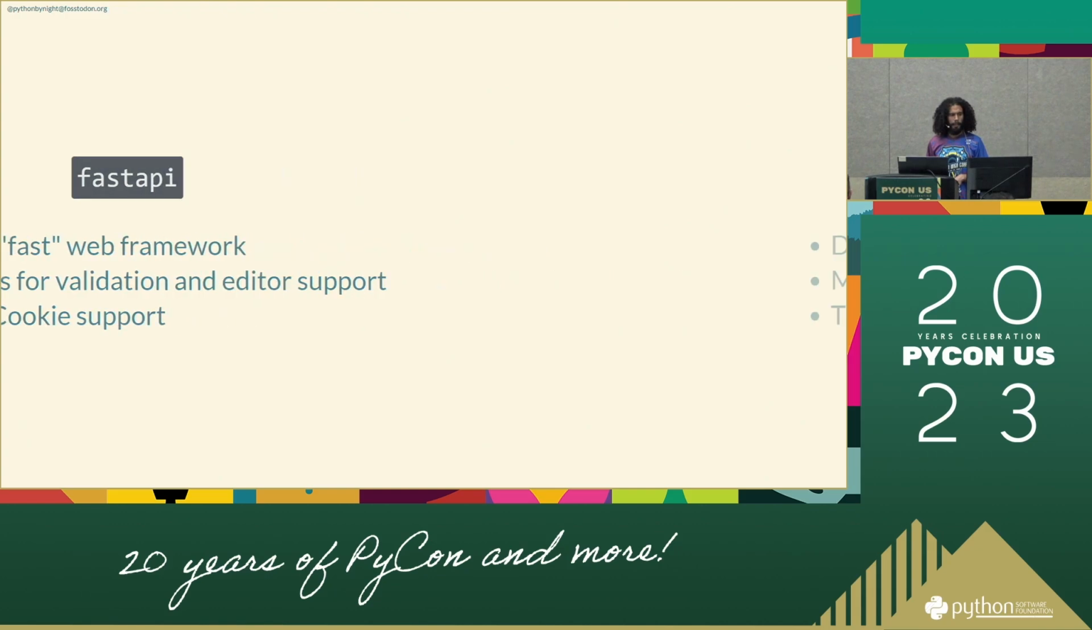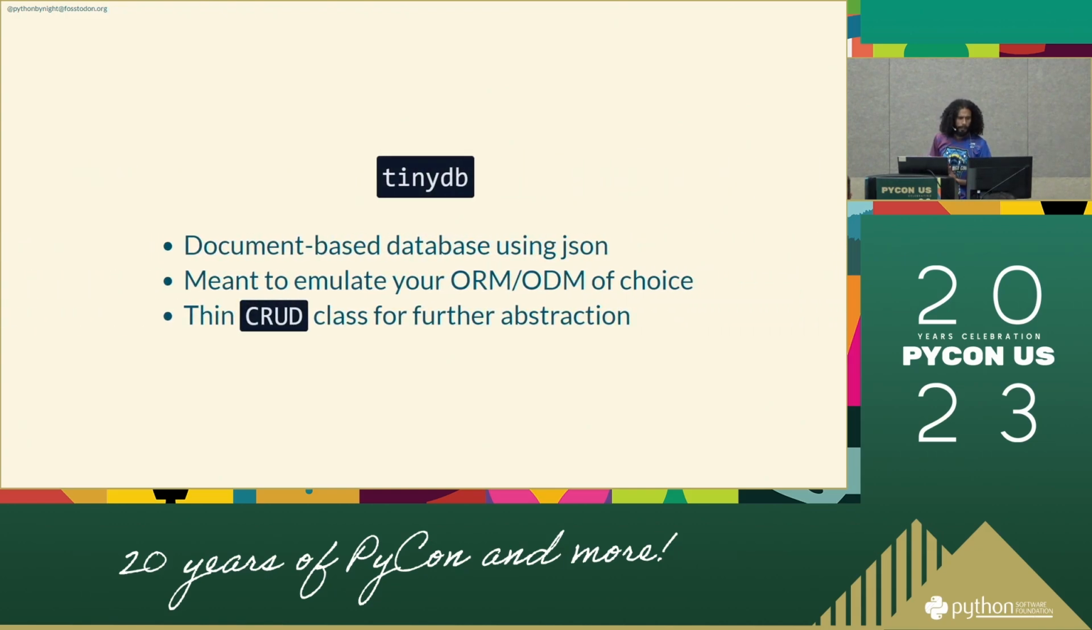And then I talked a little bit about TinyDB. Again, it's just a document-based database that uses JSON, and it's meant to emulate any ORM or ODM that you're comfortable with. I like to use Beanie with MongoDB. That's the ODM I prefer to use. But it's just there to get us moving. I've also built this helper class called CRUD to further abstract the database operations you'd ordinarily be doing in a web-based application.